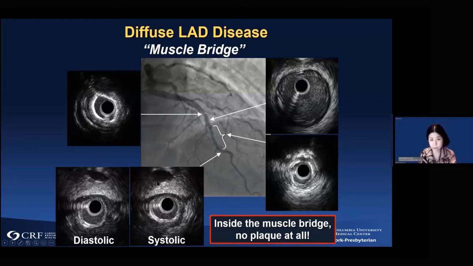We analyzed the bridge in consecutive cases. The prevalence of the bridge is 25% in the LAD. Therefore, this is not infrequent. So whenever you see a diffuse LAD lesion, you should keep in mind you may have a bridge at the end of the lesion. You should not cover it with the stent, because that's most likely to cause restenosis.